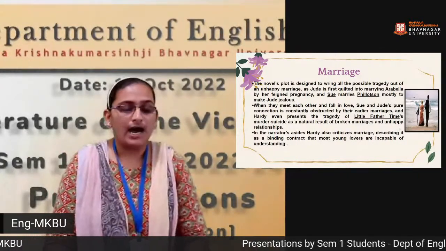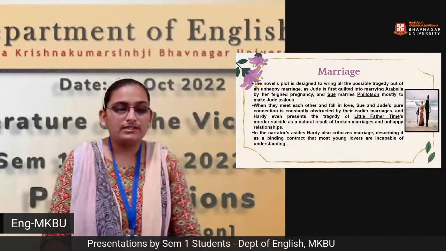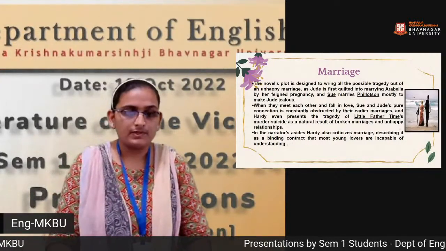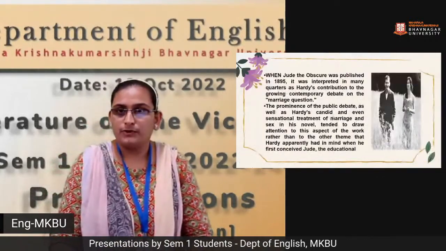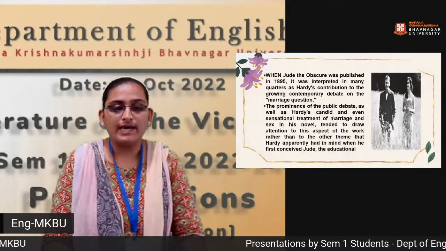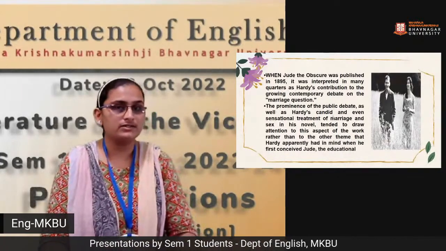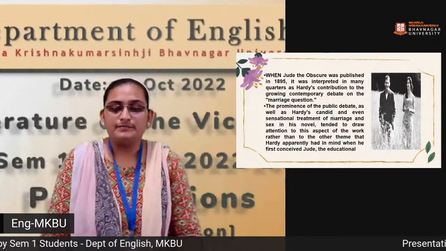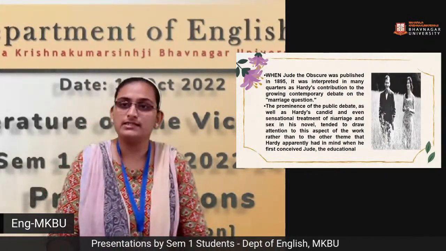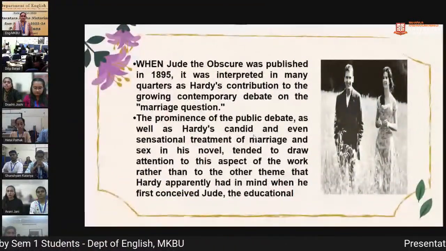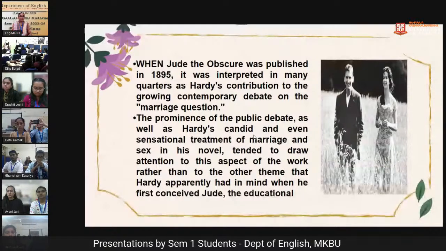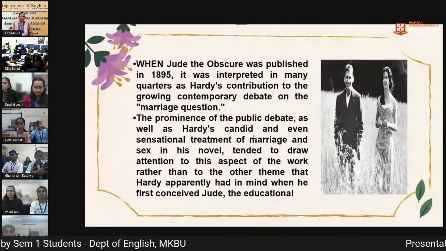In the narrator's asides, Hardy also criticizes marriage, describing it as a binding contract that most young lovers are incapable of understanding. Here is another journal article's point of view: when Jude the Obscure was published in 1895, it was interpreted in many quarters as Hardy's contribution to the growing contemporary debate on the marriage question. The prominence of the public debate, as well as Hardy's candid and even sensational treatment of marriage and sex in his novel, tended to draw attention to this aspect of the work rather than to the other theme that Hardy apparently had in mind when he first conceived Jude, the educational.